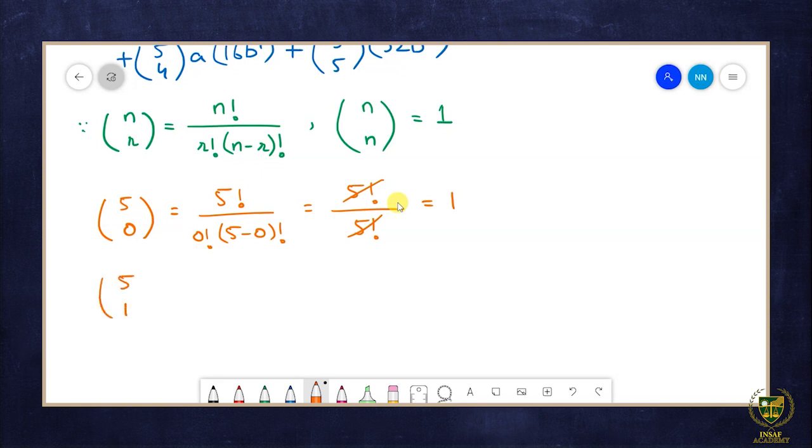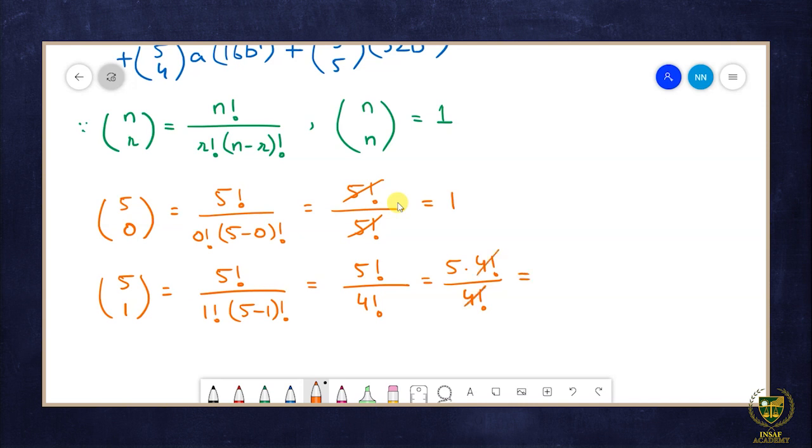5C1 is equal to 5 factorial over 1 factorial into (5 minus 1) factorial. This is equal to 5 factorial over 1 factorial is 1 and 5 minus 1 is 4. So here we will have 4 factorial. This is equal to 5 into 4 factorial over 4 factorial. 4 factorial gets cancelled and this is equal to 5.